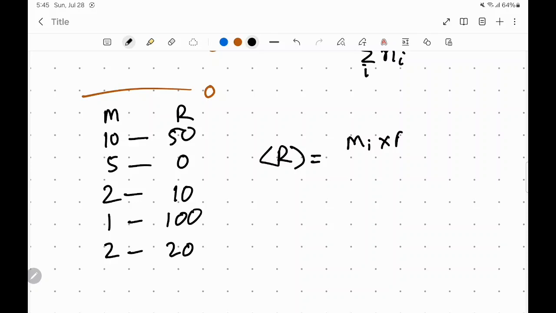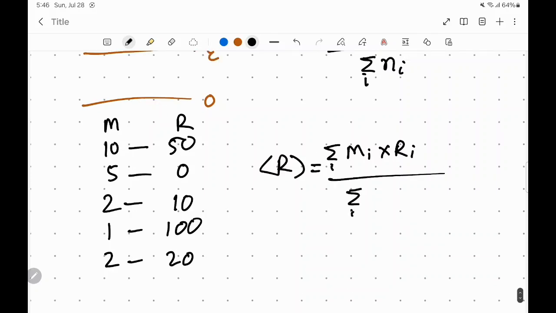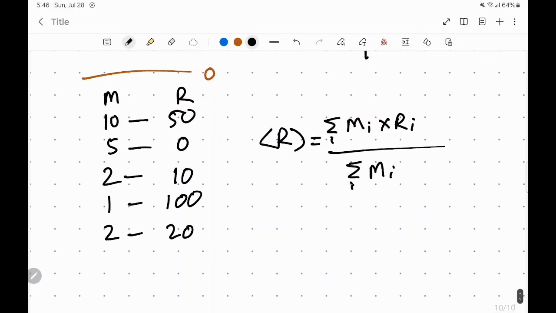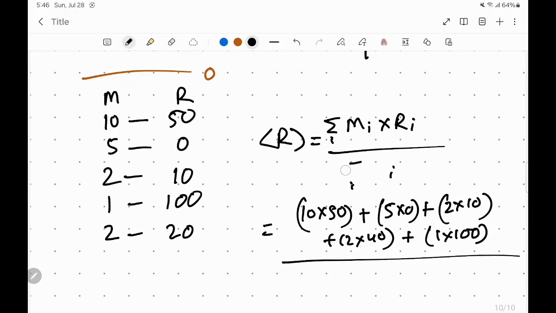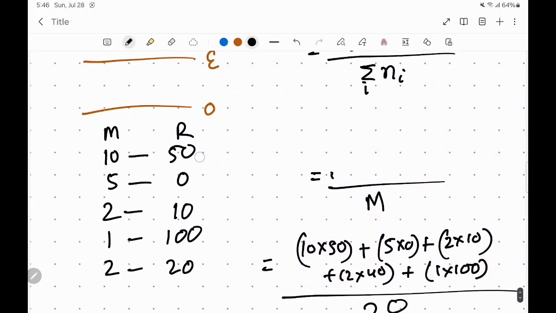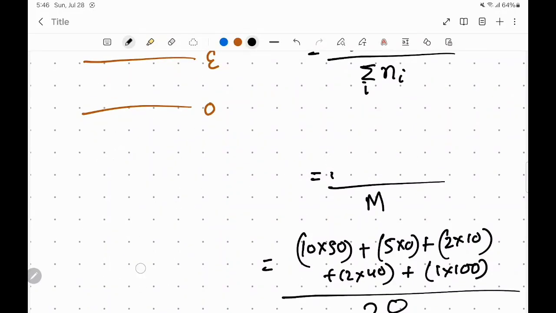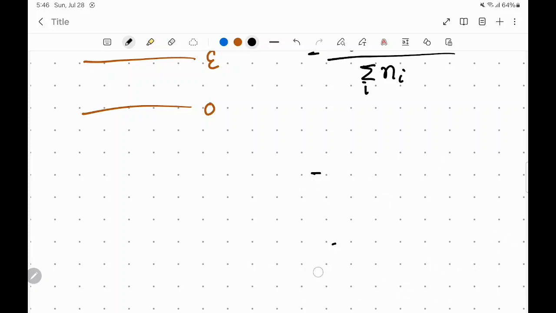So sum over mi into ri, divided by sum over mi, total match. It will be essentially 10 into 50 plus 5 into 0 plus 2 into 10 plus 1 into 100 plus 2 into 20. And this is total match, or we can write it as capital M. So capital M is 20. So this is the technique by which we calculate. This is a very high school level problem. We know how to calculate the mean, average.